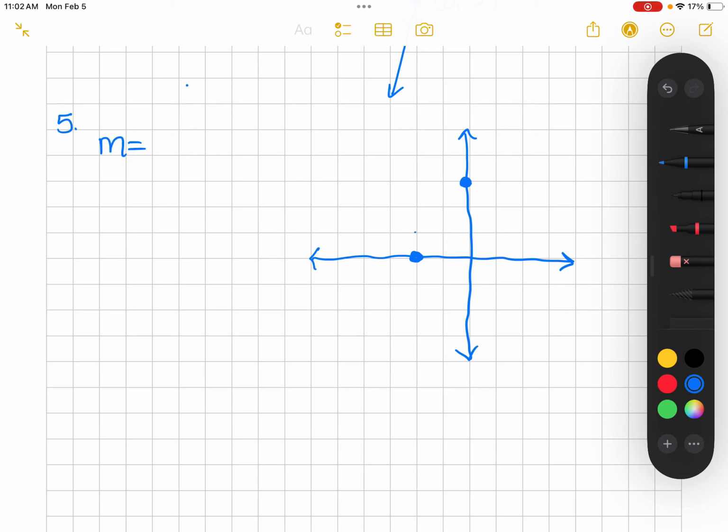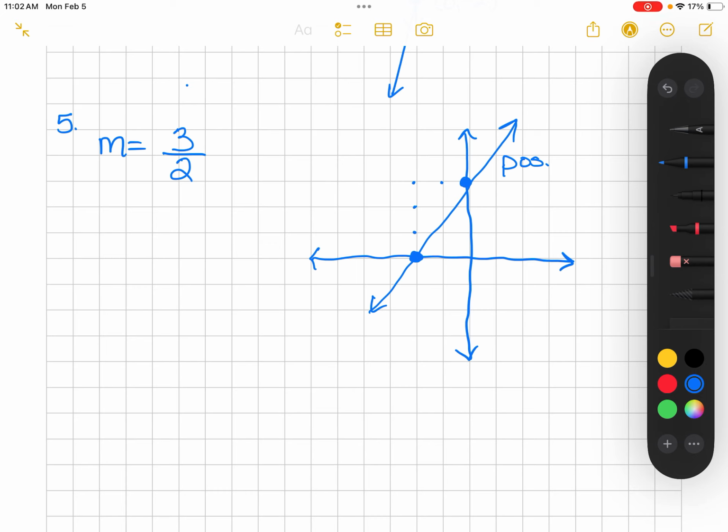So I'm going to go up 1, 2, 3. So my rise is 3. Okay, and then my run is 1, 2. So my run is 2. So there's my slope, 3/2. Now I need to ask myself, is this going to be positive or negative? Well, the line is pointing to the right, so this is positive. Okay, when it points to the right.